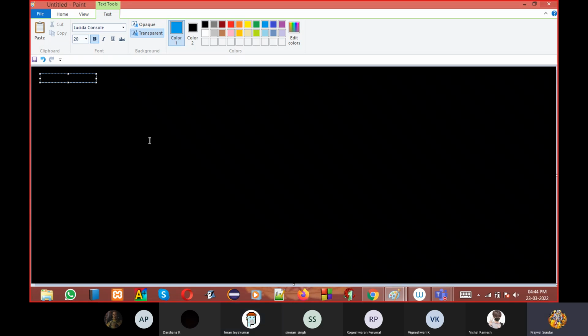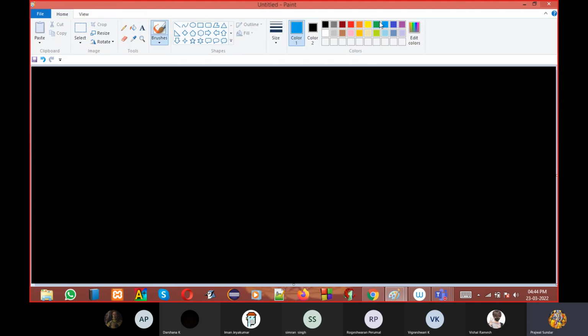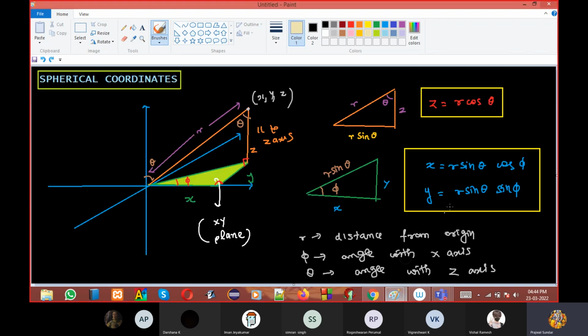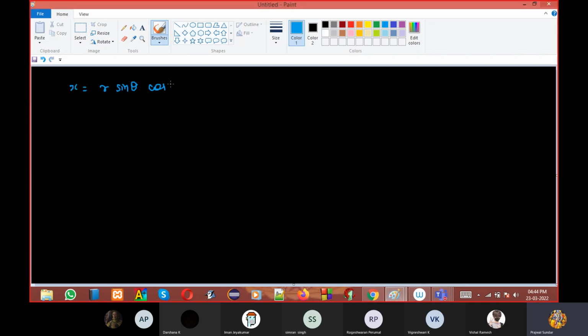Look at this. First of all, tell me one thing. Jacobian of, do this way. What is Jacobian? You will get x equal to r sin theta cos phi, y equal to r sin theta sin phi, z equal to r cos theta. I'll draw a diagram again. Now, in spherical coordinates, what is the Jacobian? Jacobian is the derivative of x, y, z.